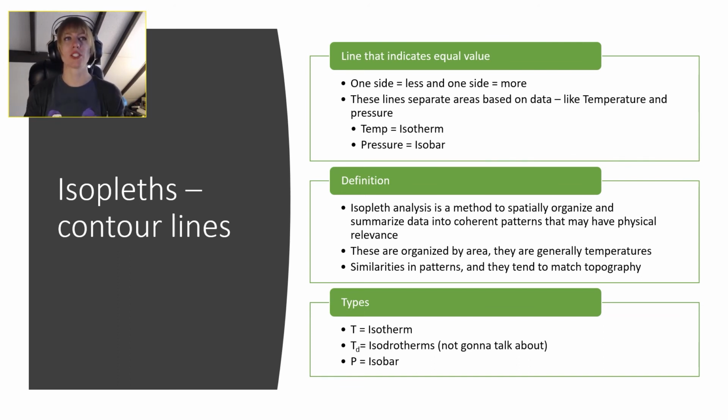So an isopleth analysis is a method to spatially organize and summarize data into coherent patterns that may have physical relevance. These are organized by area and are generally temperature. Similarities in patterns, and these tend to actually match topography. You'll actually see bends in the isopleth because of topography changing things. So again, the types are isotherms, isohydrotherms, which we're not going to talk about, and isobars.